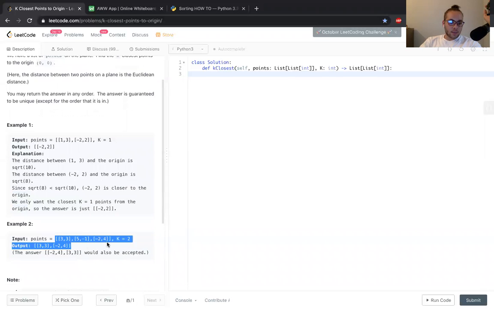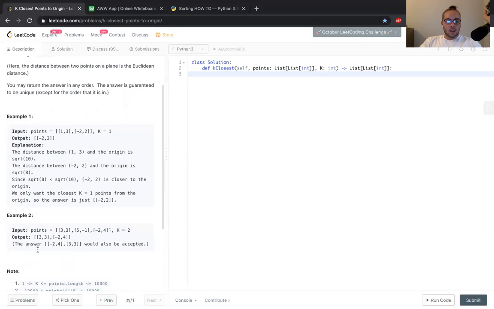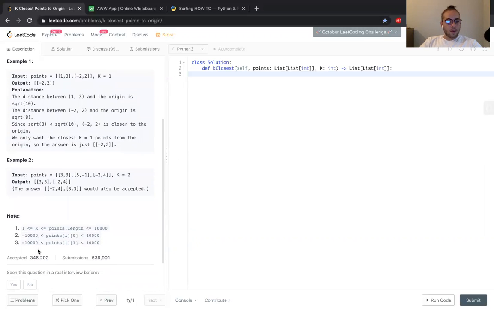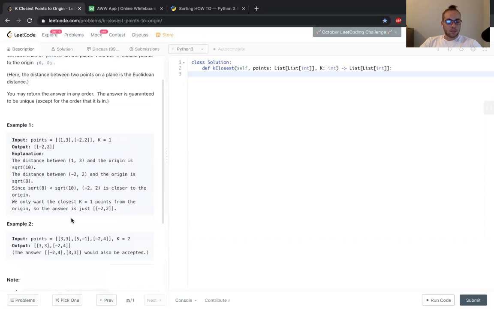And then here they gave us several points, and we're supposed to return the k equals 2 closest points to the origin, and that's these 2 points right here, and that is the answer. So they don't care about the order really, they're just saying give us the closest points. All right. Very, very interesting.